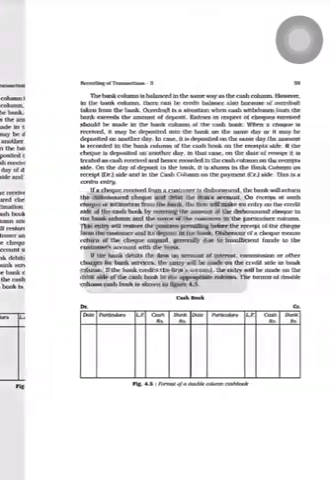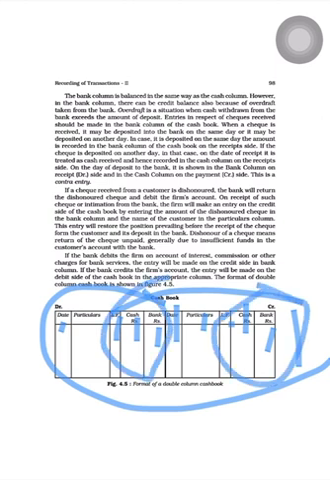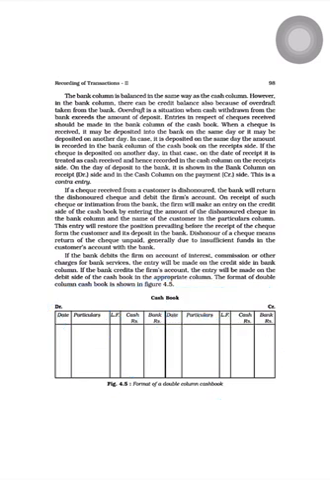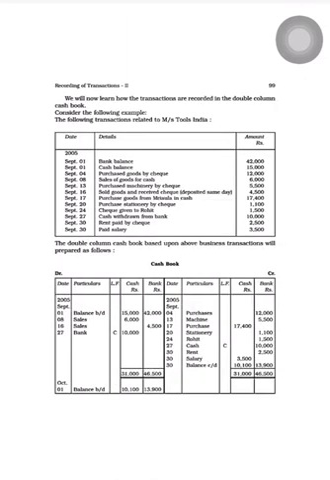Here is the format of the double column cash book. On the debit side there are date, particulars, LF, and cash and bank, two columns. The same applies to the credit side: date, particulars, LF, cash and bank. Because there are two columns of amount, it is called a double column cash book. Okay, let's move to the question.